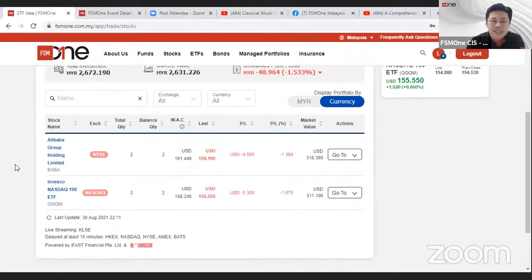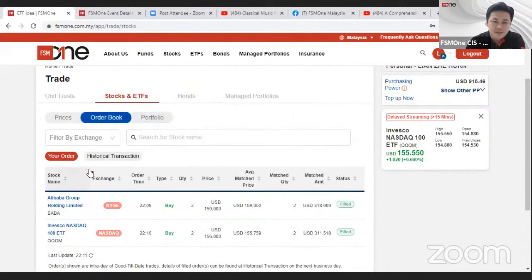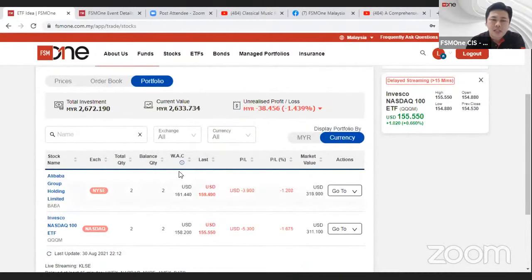This will be the display of what I can see over here: the stock name, then the exchange, then the quantity that I have, then this will be the WAC. WAC is the weighted average cost of the purchase. You will notice that just now I bought BABA at 159, sorry, 159, yeah, correct. But you will notice that the WAC is 161.44.